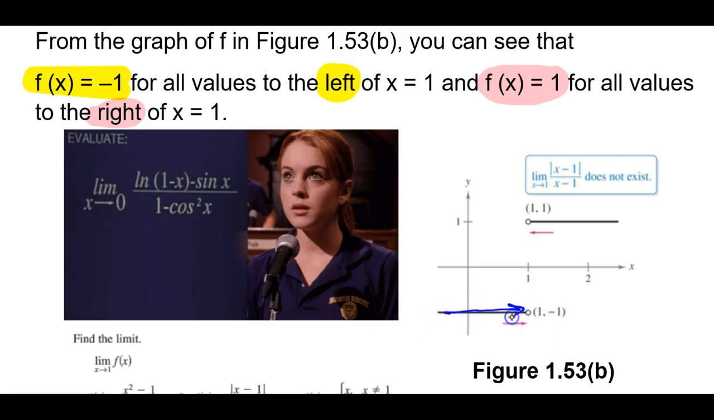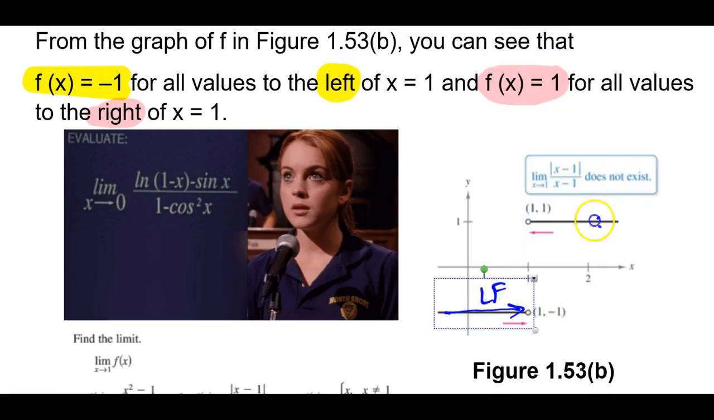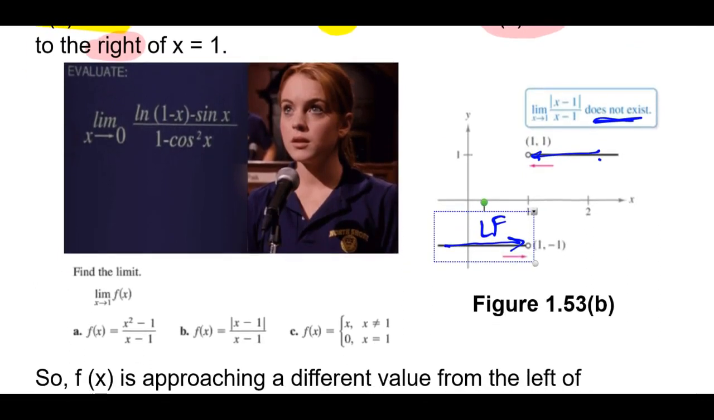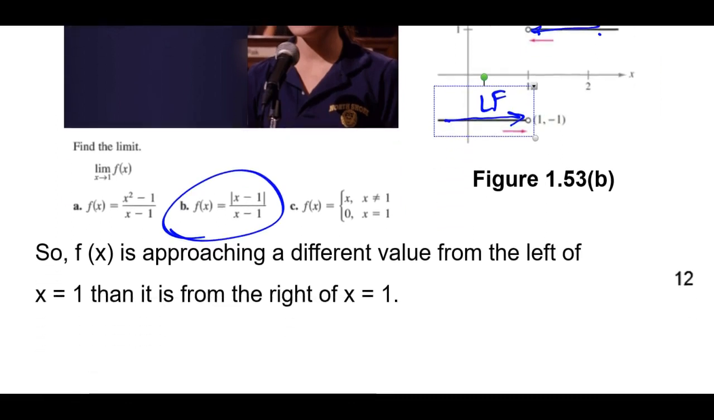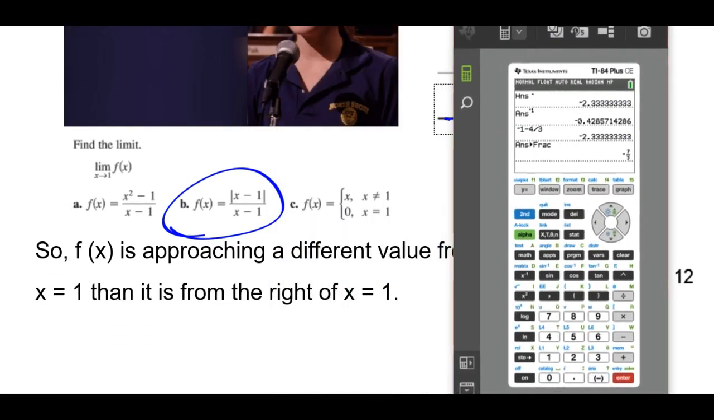It's that it doesn't approach the same thing. So you're looking at the left approach and you're looking at the right approach. And if they don't approach the same thing, then you say the limit does not exist. And again, you can confirm that with your table setup, again, from part B. And I'll just show you how to type that in real quick to get a table setup, so you can do this as well.